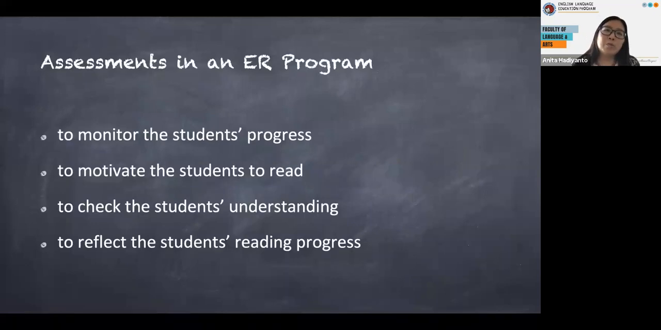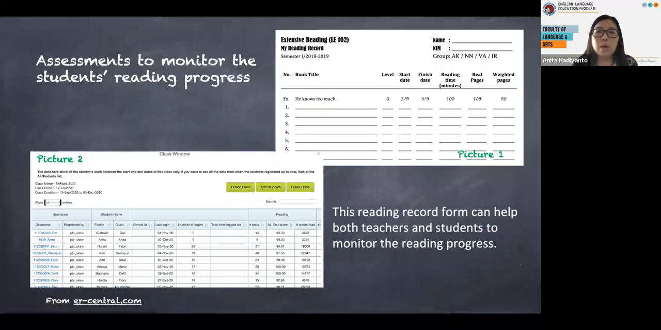Now, looking back at what I have done with extensive reading, I could find these four things when it comes to assessment. Assessment can be used as a monitor, to monitor the students' progress. It can also be used to motivate the students to read, to check the students' understanding, and also to reflect on the students' reading progress. Now, this one is the example. As I mentioned in the abstract, I will try to provide some examples.